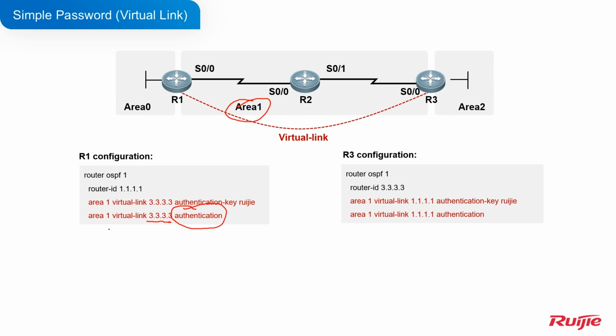After this, we set the authentication password for the virtual link, using area 1 virtual-link 3.3.3.3 and authentication-key Ruijie. If we want to build the neighbor relationship via the virtual link, we also have to enable the authentication function on the other side. Of course, we also have to set the same password on R3. So here we use area 1 virtual-link 1.1.1.1. This is the remote ID information, and then we enable the authentication function. We have to set the password to be the same, so we also set the password as Ruijie. So this is a simple password for a virtual link.